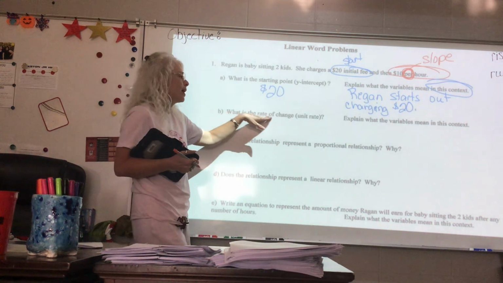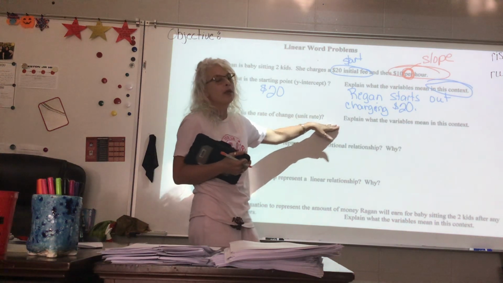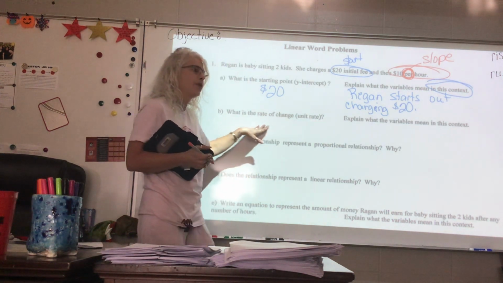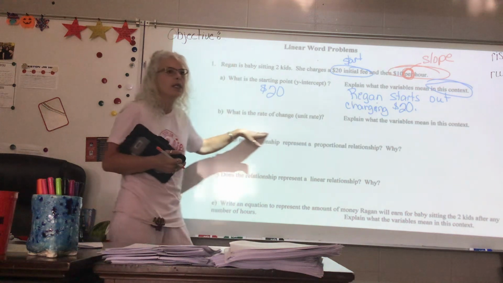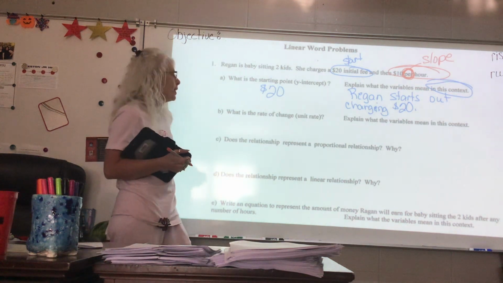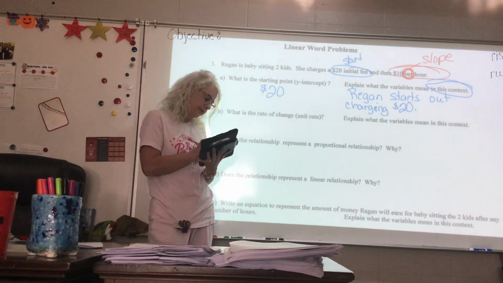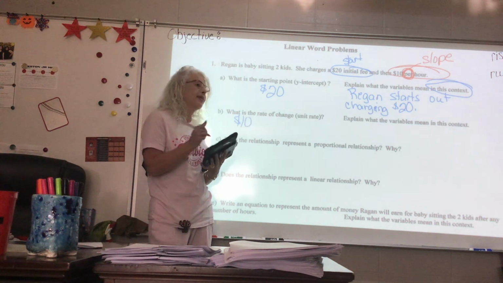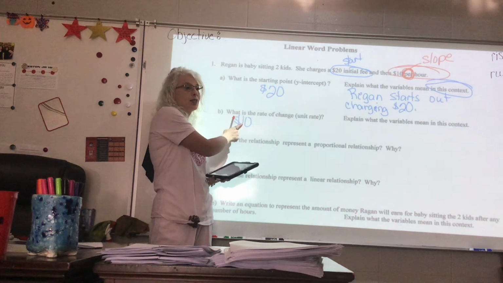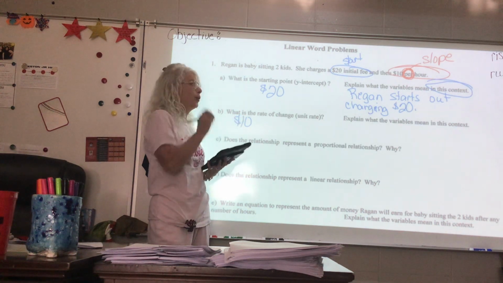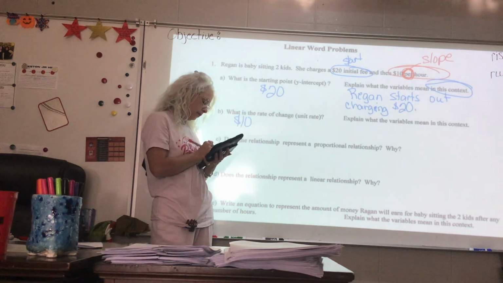It says, what is the rate of change? Unit rate. Notice we're putting another word in the vocab. So everybody, what is the rate of change? $10. But this says rate of change. This is technically the slope. $10 per hour.